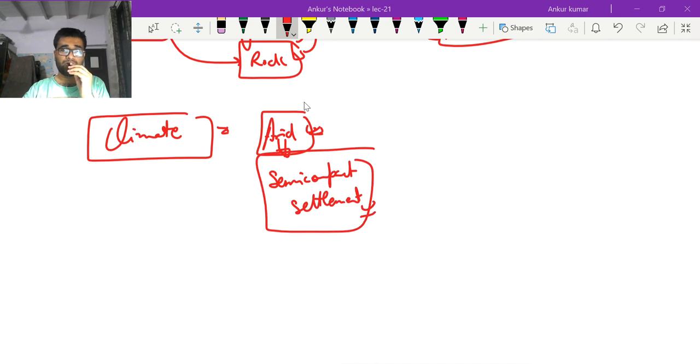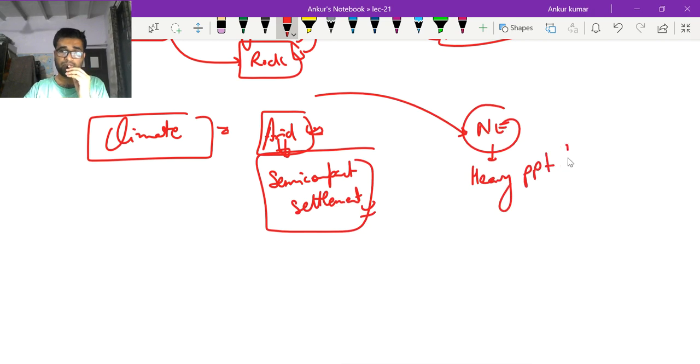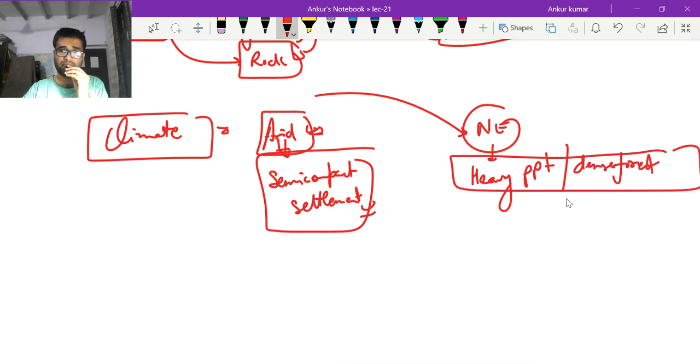however, when you come to the northeast, what is there in the northeast? There is heavy rainfall, heavy precipitation. Because of heavy precipitation and dense forest, again the settlements are semi compact and dispersed, semi compact and dispersed.